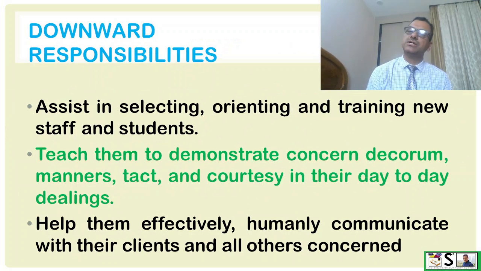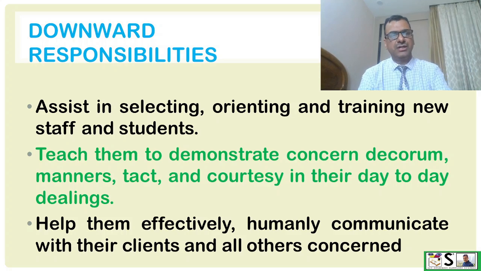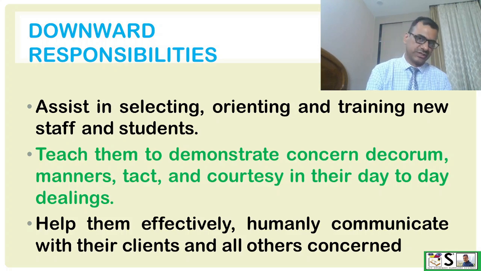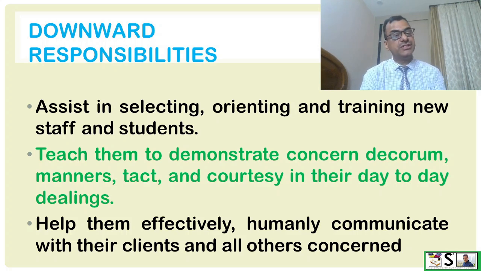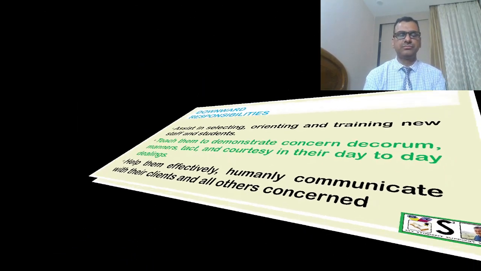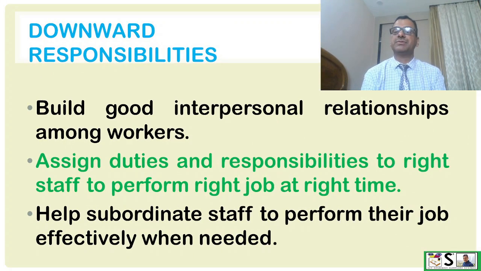Now we will discuss the downward responsibilities. Downward responsibility means towards subordinates. The supervisor assists in selecting, orienting and training of new staff and students. He should teach them to demonstrate concern, decorum, manner, tact and courtesy in their day-to-day dealings. He helps them efficiently and humanly communicate with their clients and all other concerns. He should build good interpersonal relations among the workers.